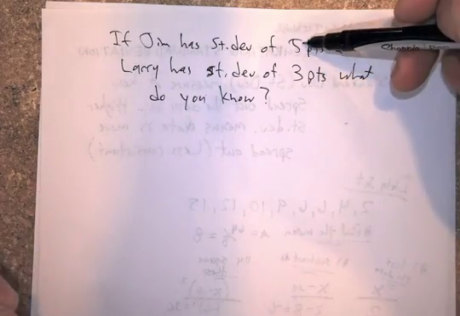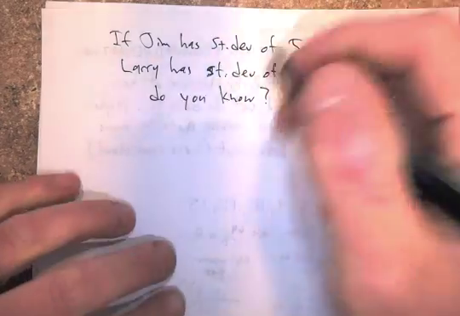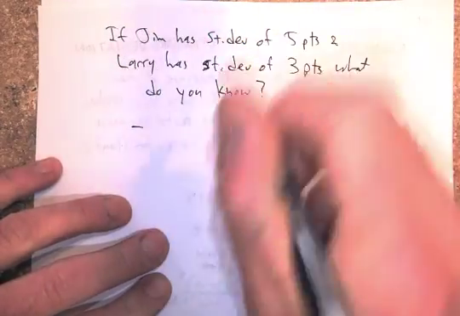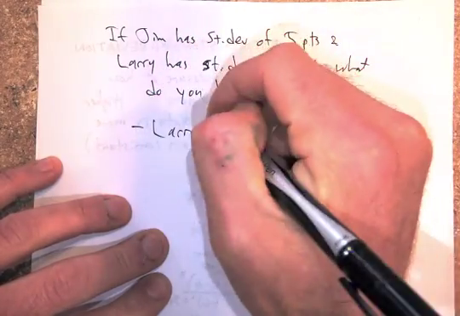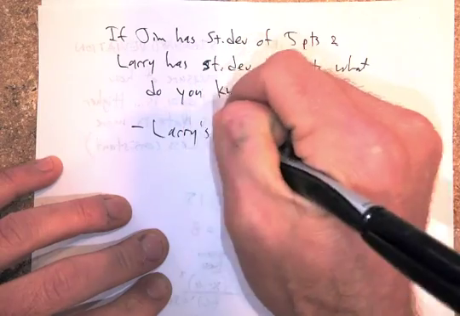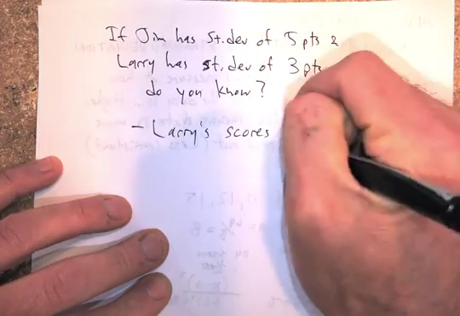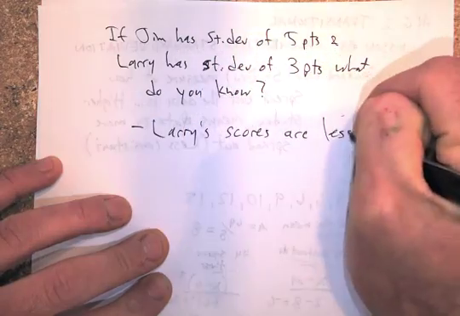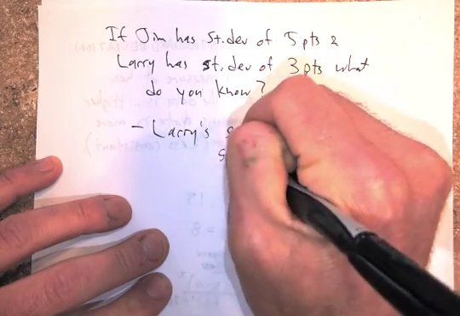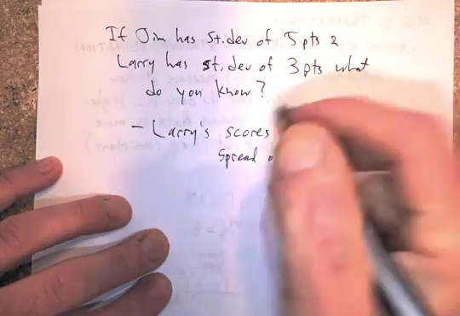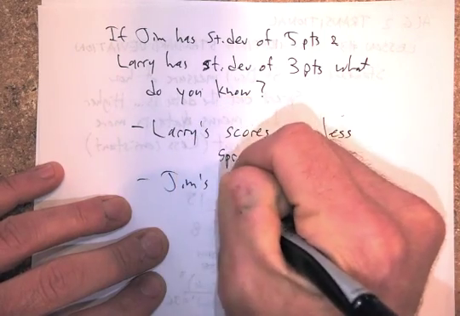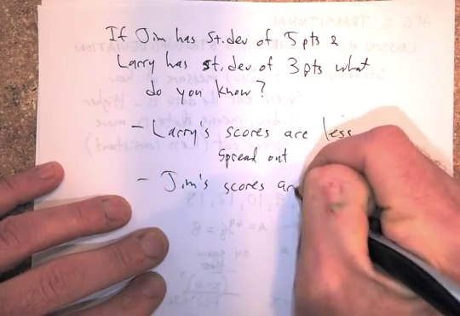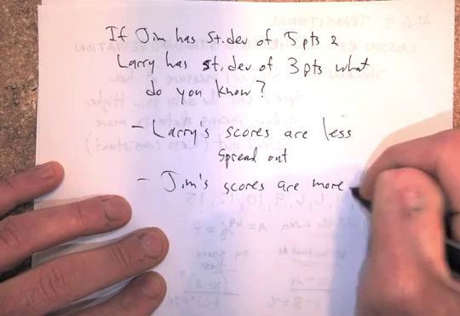Okay, I'll tell you what, you can't really tell who's the better, whatever this is, basketball player. Say, well, he's got higher. Well, higher's not necessarily better. All we know is, hey, Larry's is lower, so I'm just going to say Larry's scores are less spread out. Or, obviously, you could say the opposite of that. Jim's scores are more spread out.